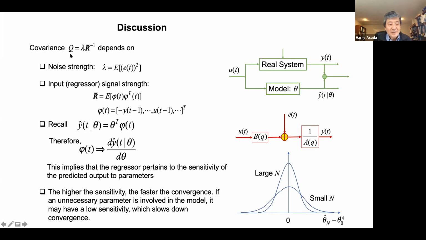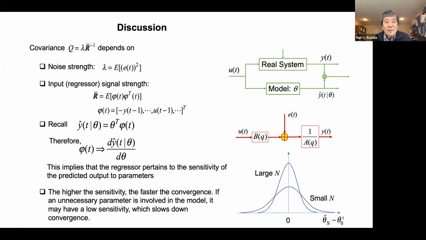So that's bad. So the higher the sensitivity, the faster the convergence. If an unnecessary parameter is involved in the model, it may have a low sensitivity, which may slow down the convergence. That's the story. So when you select the model, you must be careful. You can't actually put many parameters. You must make sure that the parameter theta plays a certain role, having some footprint, some right sensitivity. So that's the thing that we can learn from this analysis.